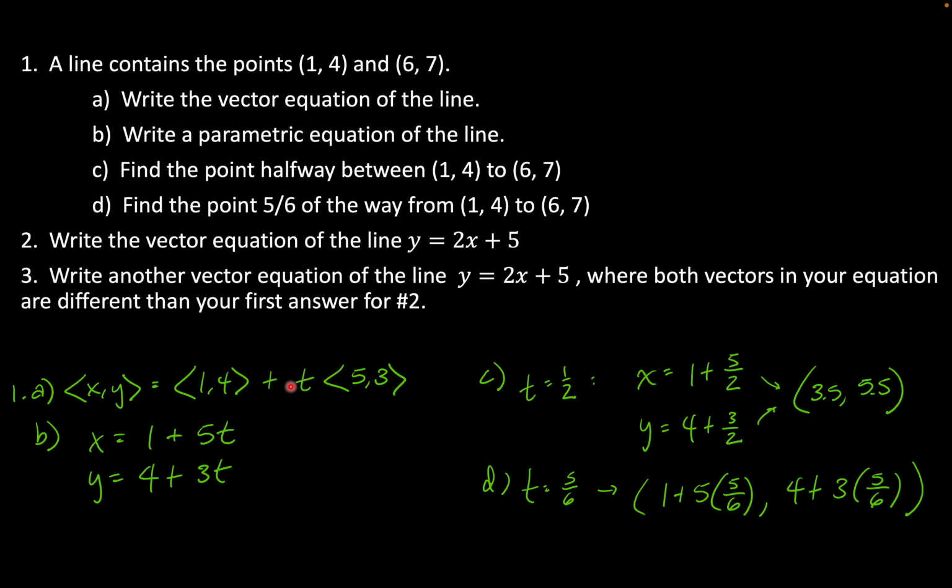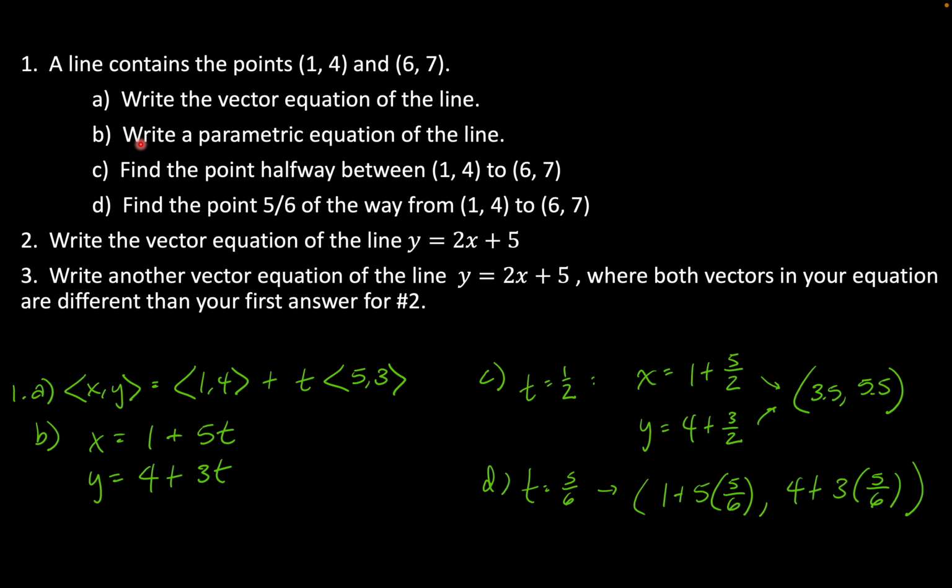A couple of things to notice: if I plug in t equals 0, I will just get (1, 4), which tells you that (1, 4) is indeed on that line, because there exists a value of t for which we receive (1, 4) from this equation. If I plug in t equals 1, I will get 1 plus 5 is 6, 4 plus 3 is 7. So that tells you that this vector equation truly represents a line that passes through the 2 given points.